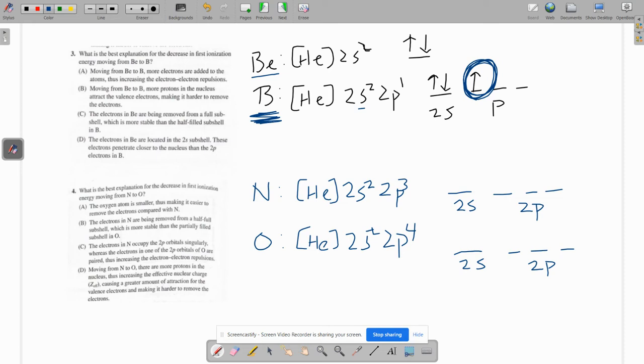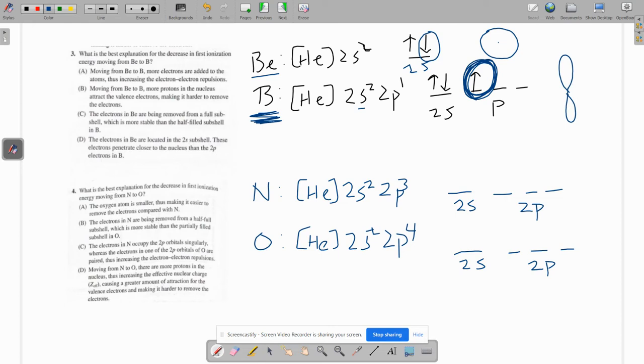Okay, so if you remember from class, this really boils down to the shape of where this electron is being removed. So when you remove this electron from beryllium, that's in the 2s subshell, which is spherical. So the nucleus is right there, and you've got the spherical shape. When you remove the first electron from boron, it's actually in this p sublevel, and p orbitals have that dumbbell shape, and here's the nucleus.